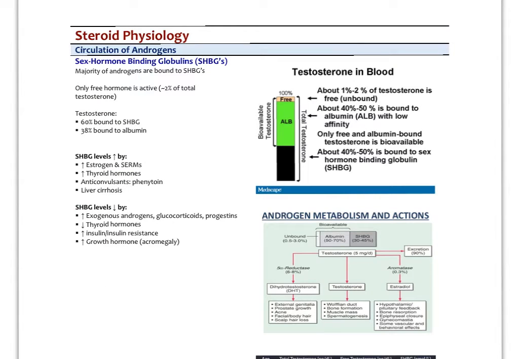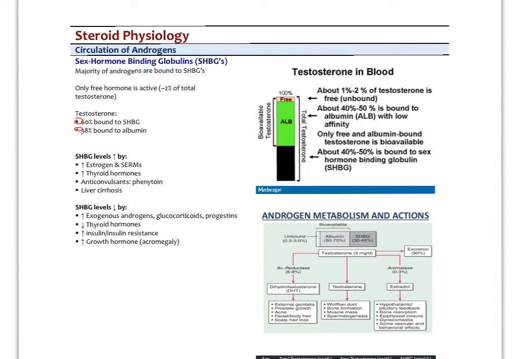Now, once testosterone is secreted, it has to be bound in the blood by a carrier protein, and that is sex hormone binding globulin. And that's, again, made in the liver. About 60% of testosterone is bound to sex hormone binding globulin, and just about 38% to albumin. So that leaves about 1 to 2% free or unbound, which can then go directly into the tissues.